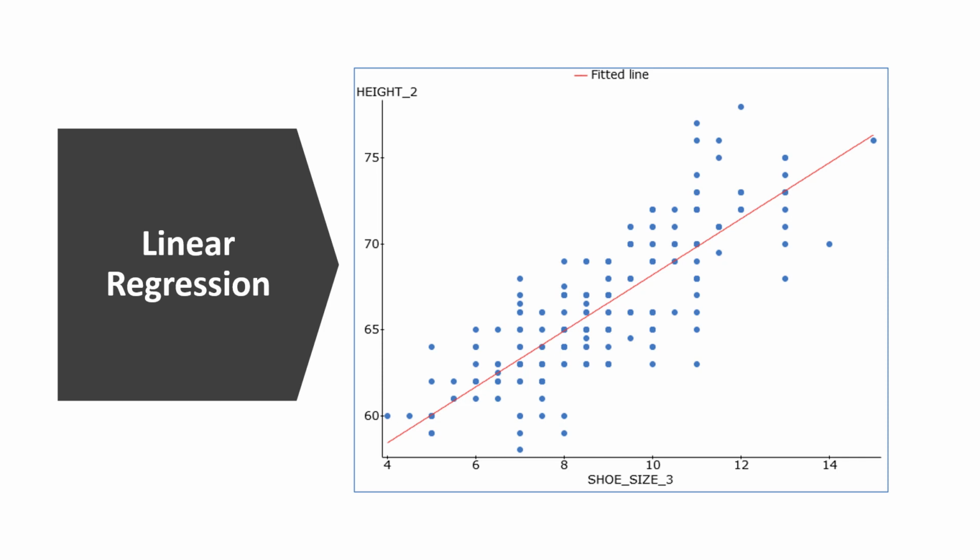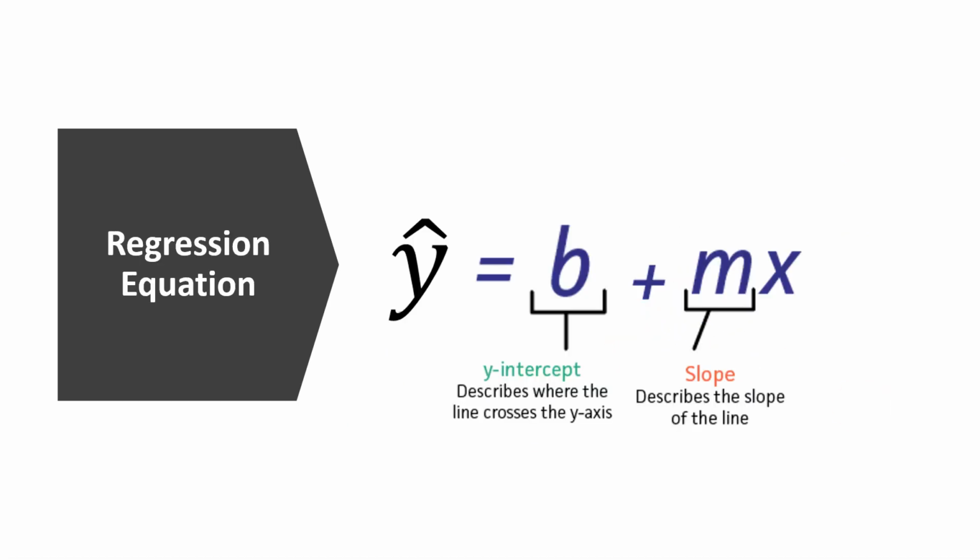This is computed by StatCrunch, and these are the two variables, shoe size and height. These variables were from the MAT 131 student survey. Here we see roughly a linear pattern, and StatCrunch can plot the line of best fit along with the scatter plot. If you recall, the regression equation is y equals b plus mx.